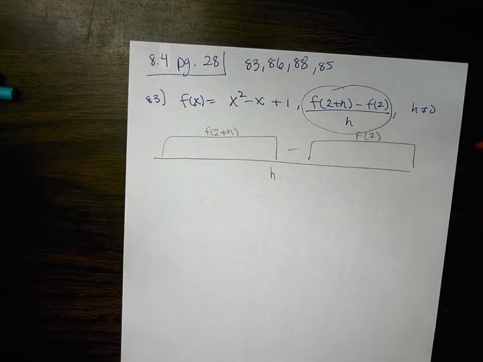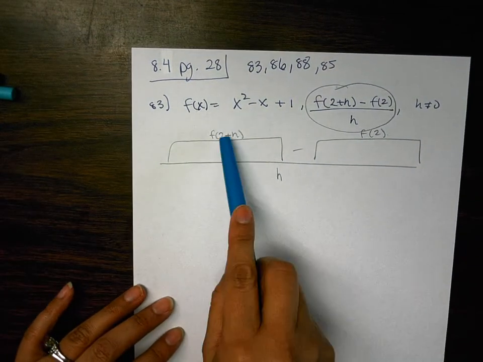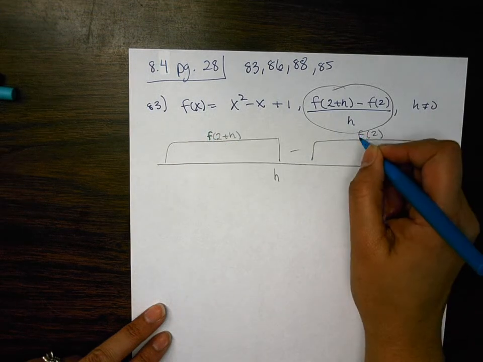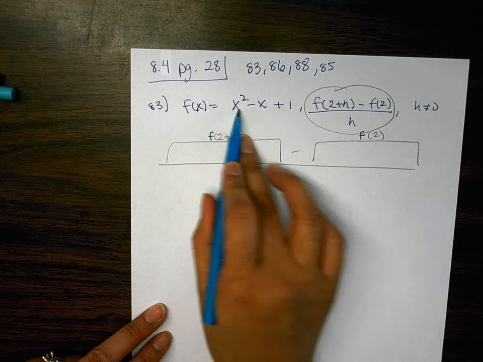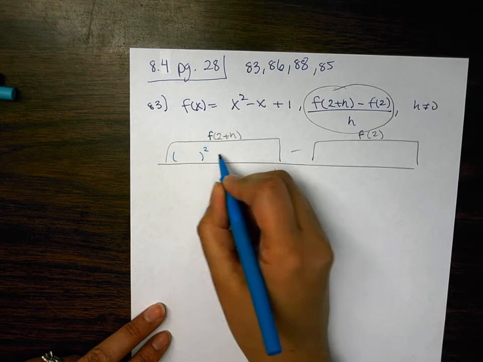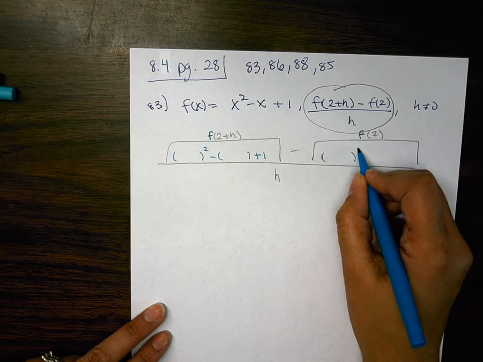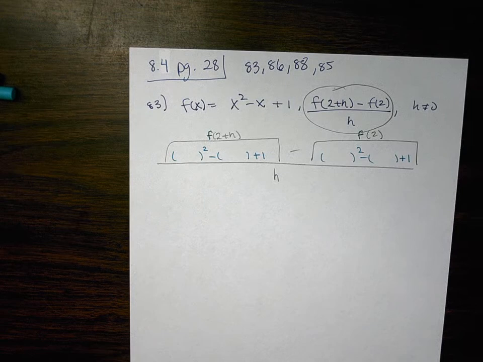Now I'm still going to set up another skeleton in here. Now when I go inside, which function do I look at for both of them? I look at the what function? The f function. And in the f function, I'm going to set up my second skeleton. Blank squared minus blank plus 1. Blank squared minus blank plus 1.